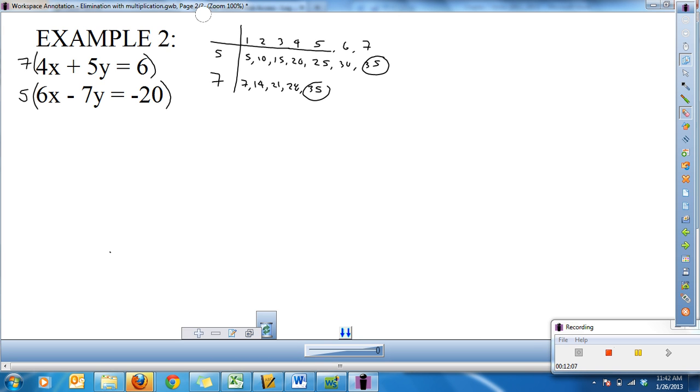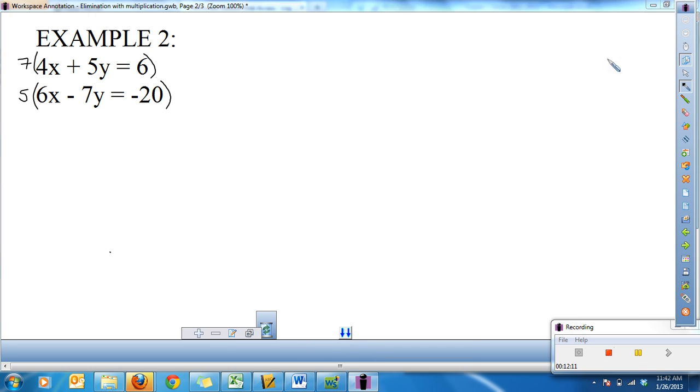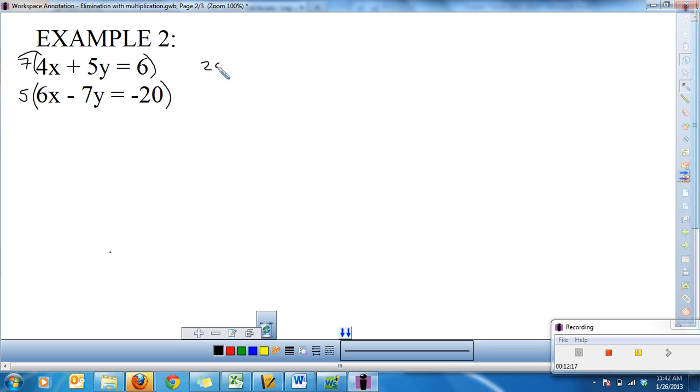I'm going to go ahead and erase this so I have a little bit more room. Alright, so we have to multiply both equations. So 7 times 4 is going to be 28x. 7 times 5 is going to give me 35y. And don't forget the answer, 7 times 6 is going to give me 42.